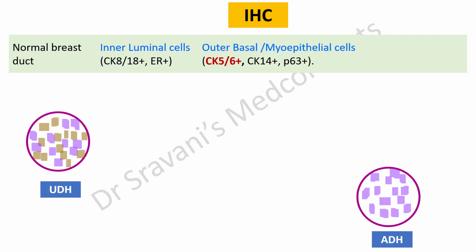Coming to the IHC patterns of usual ductal hyperplasia, in the normal breast you will have two-layered lining epithelial cells: inner luminal cells and outer basal myoepithelial cells. Immunohistochemically, these two cells differ from one another. Inner luminal cells will express ER most commonly and CK8 and 18. Outer basal or myoepithelial cells will express CK5 and 6. So when we stain with CK5/6, wherever the myoepithelial or basal cells are there, they will stain.